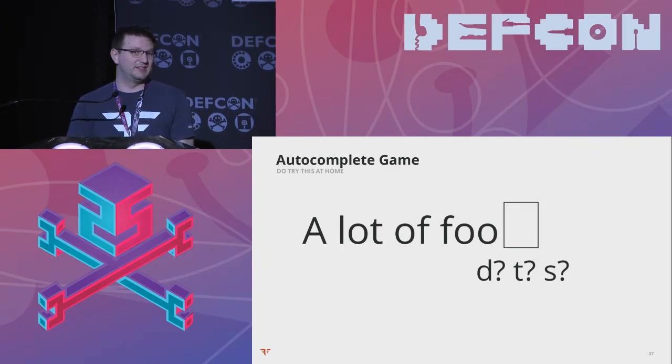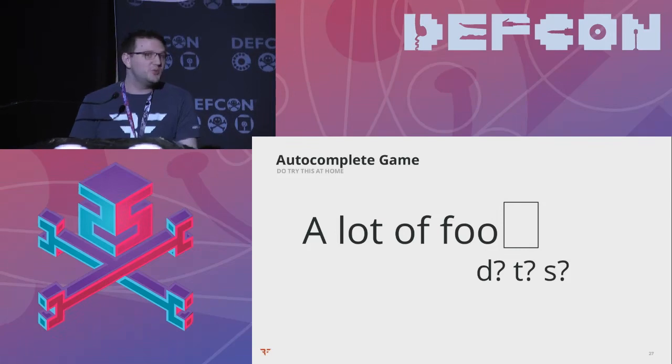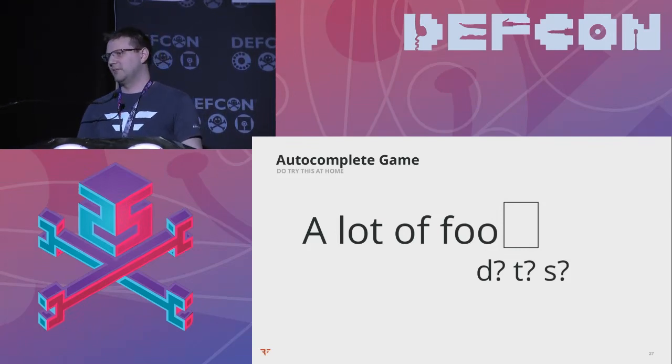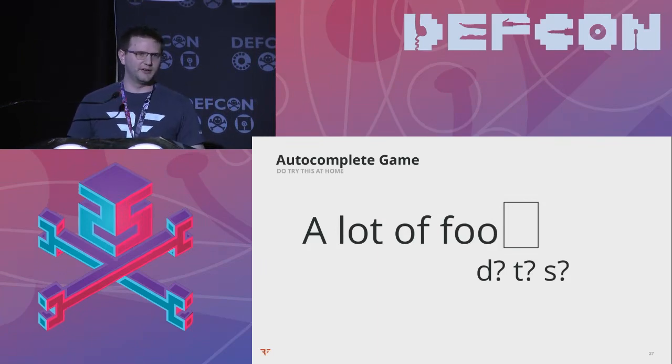Some good examples might be D, like a lot of food, or maybe a lot of foot. Maybe there's a lot of football you've been watching or something like that, or maybe even foosball. Strictly speaking, the machine doesn't pick the next character. Actually what it does is produce a probability distribution across all letters, and so it might give D a very high probability, T a very low probability. And so the entire nature of the program is probabilistic.